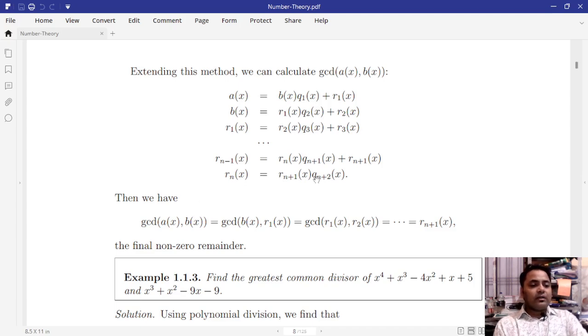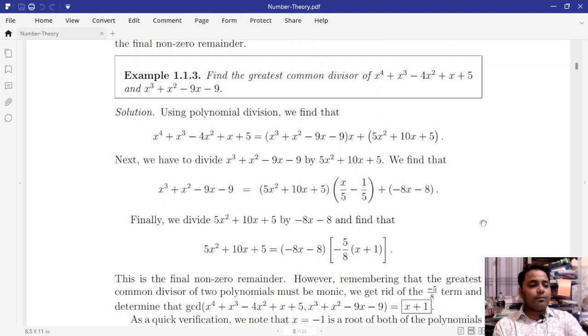Here the quotient, remainder, divisor and dividend are all functions of x. Then we have GCD of a(x) and b(x) is equal to GCD of b(x) and r1(x), which is equal to GCD of r1(x) and r2(x), and so on, that is equal to r(n+1)(x), the final non-zero remainder.